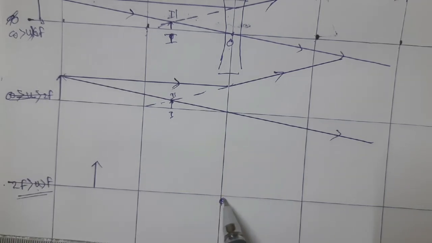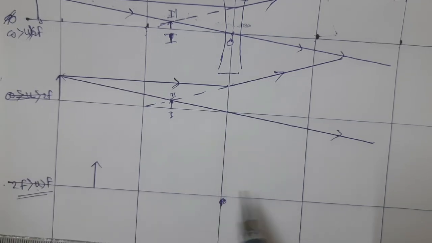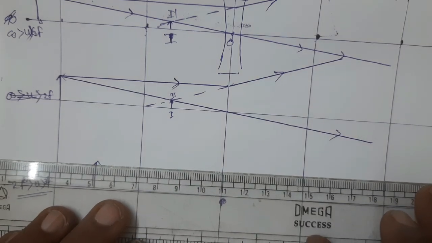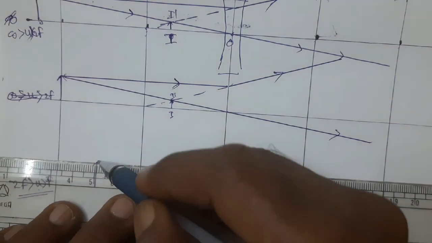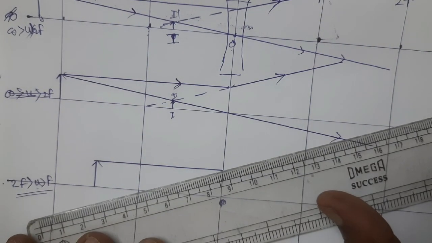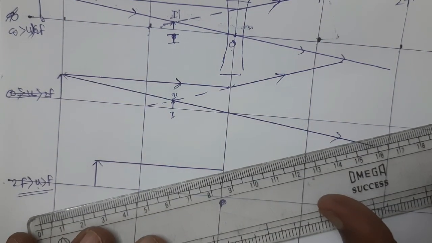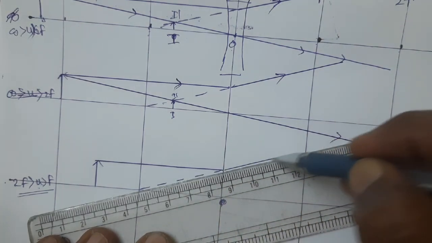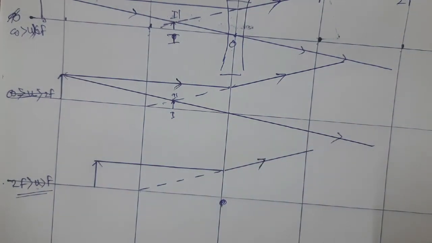This is the pole of the concave lens. I will have to remember I am preparing the ray diagram for the concave lens. Therefore again I will have to draw the parallel ray. After passing through the lens, it is supposed to be emerging from the focus. Therefore this is a dotted line, and here it is a solid line. This is the actual ray.